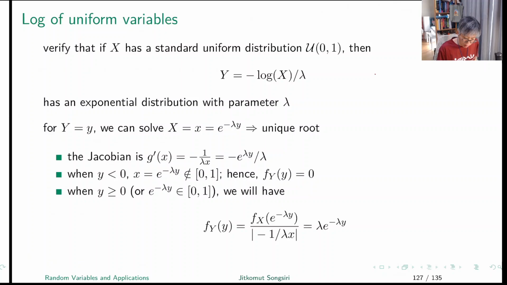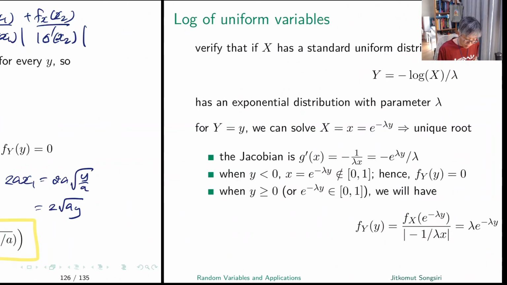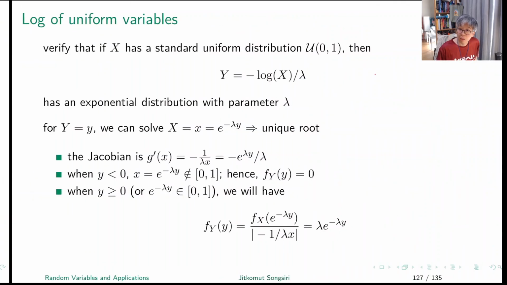Last example, not last one. Okay, second to the last one. The log of uniform variables. Suppose we have X that is standard uniform in the interval of 0 and 1, and Y is negative log X divided by a positive constant lambda. What we're gonna show by this analysis is that it turns out that Y is going to be an exponential distribution with parameter lambda. Okay, so let's prove it.